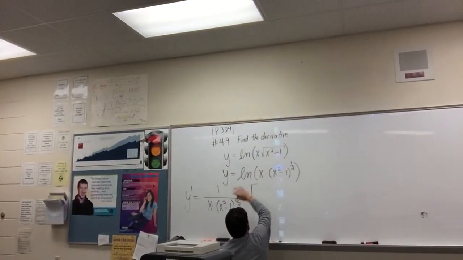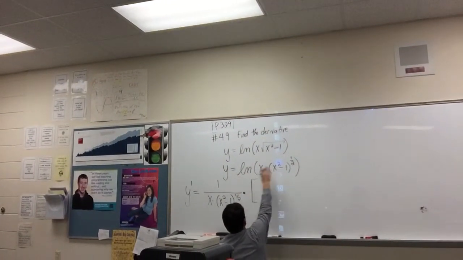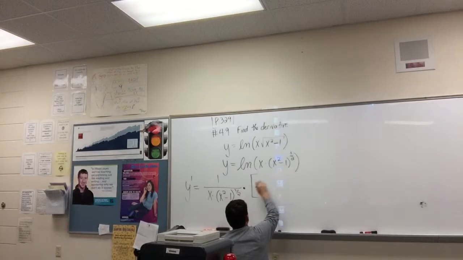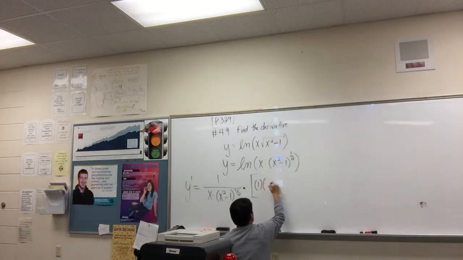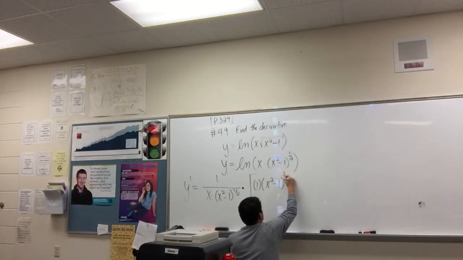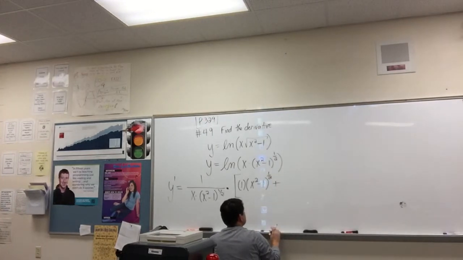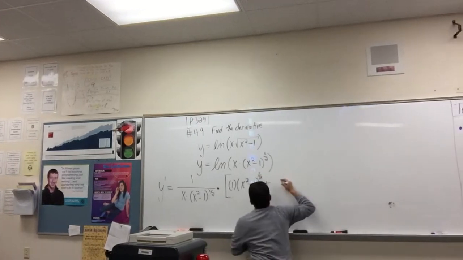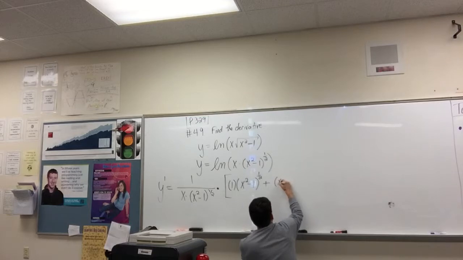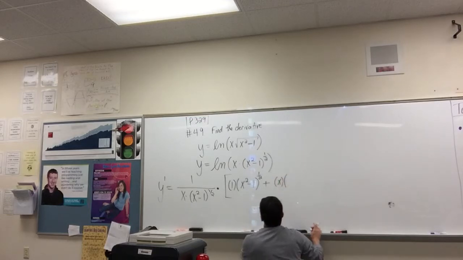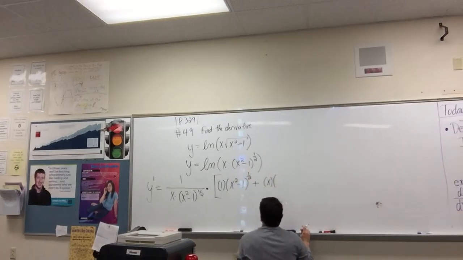So we're doing the derivative of that function. So we have 1 over u now times the derivative of u. So here we go. Derivative of the first one is 1 times the x squared minus 1 to the 1/2, plus x times the derivative of x squared minus 1 to the 1/2.